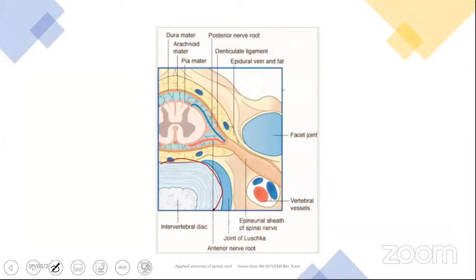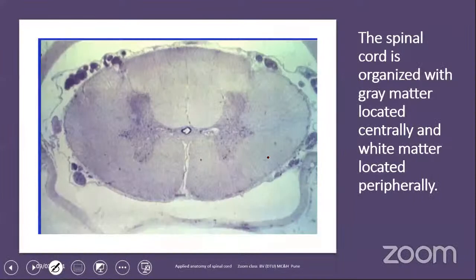This is the intervertebral disc in the axial section. You can see the disc, you can see the pia mater, which is closely approximated to the spinal cord, and the arachnoid mater and the dura mater, and the epidural space, which has some veins, the epidural venous plexus. And this is the facet joint, which can develop osteophytes and cause compression. And these are the vertebral vessels which you are seeing. So this is an interesting anatomy to learn about the spinal cord.